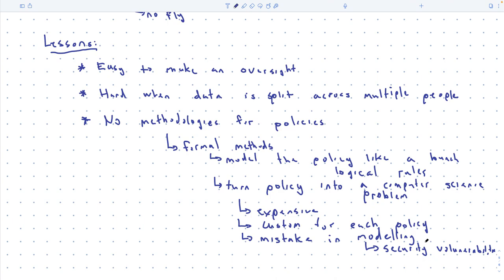Okay, so that's it about airport security. Next class we'll talk about browsers and a more technical policy, which is the same origin policy. Are there any questions about this? Okay, good. So I'll see you all next class.